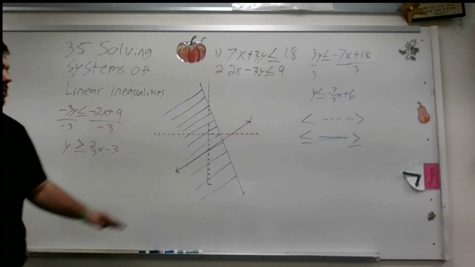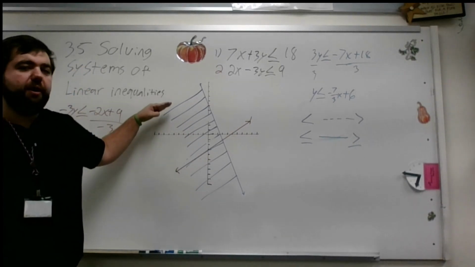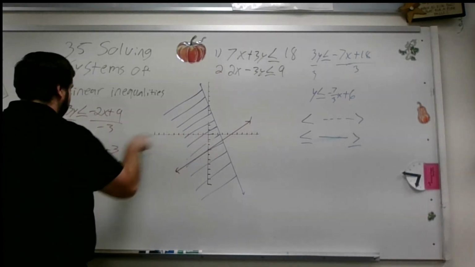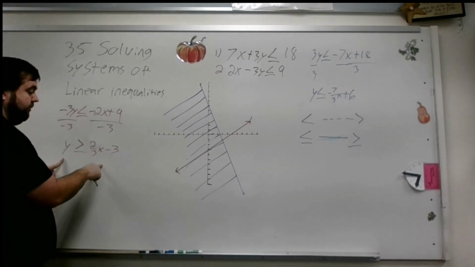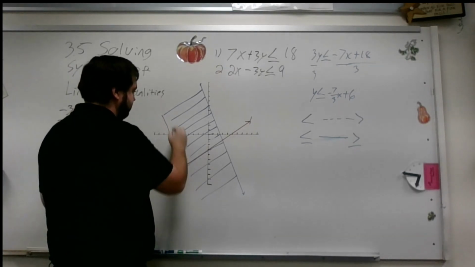And then finally, do we shade above or below? Well, it's greater than, so it's above. Before I shade, I check. 0, 0 is above, let's check. 0 greater than or equal to 0 minus 3, which is negative 3. It is, so shade above.